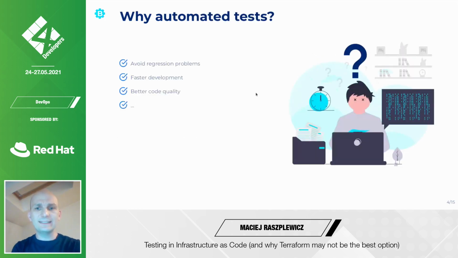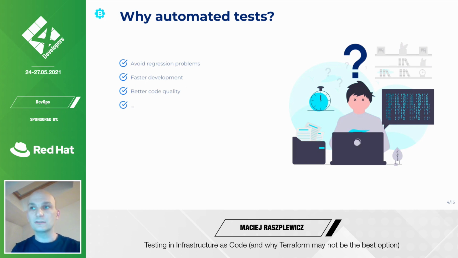So first of all, why automated tests? For me, these are the three most important factors. First of all, we want to avoid regression problems. We want our code to work even after some changes. So we will not have to test all the things manually all the time, but we can test everything automatically, and then we are sure that our code still works after some minor changes.